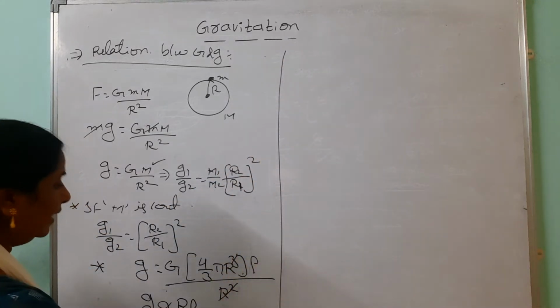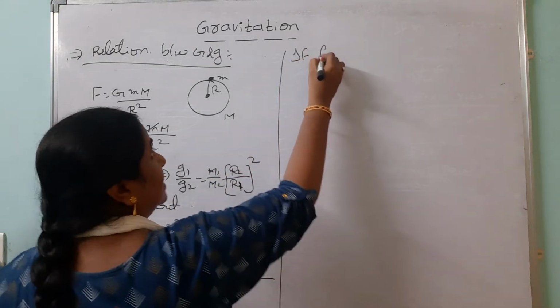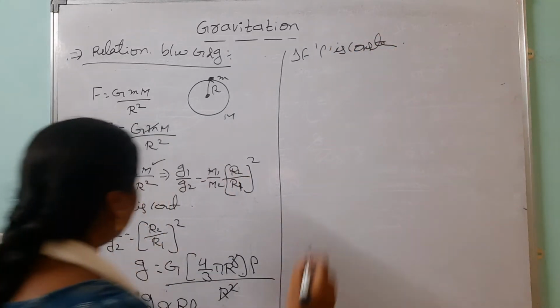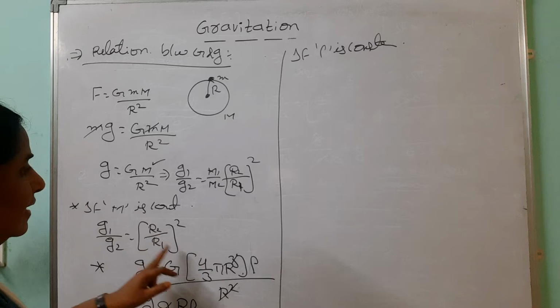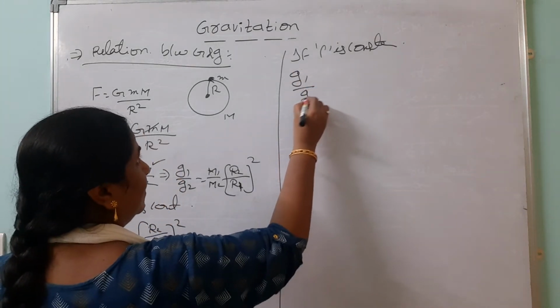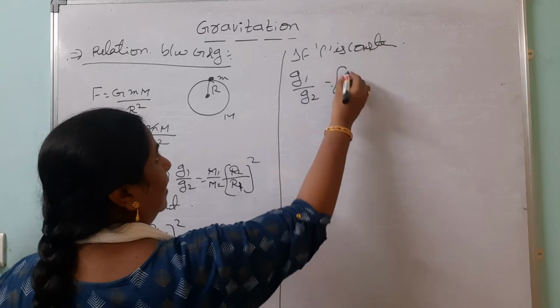See, if density is constant, here mass is constant, means you are getting this relation between g and capital R. But g1 by g2 equals what we are taking, R1 by R2.